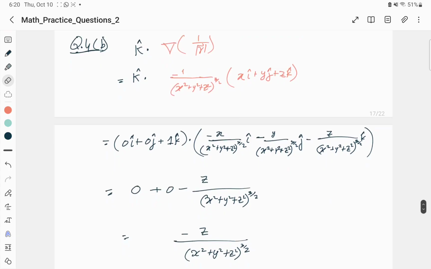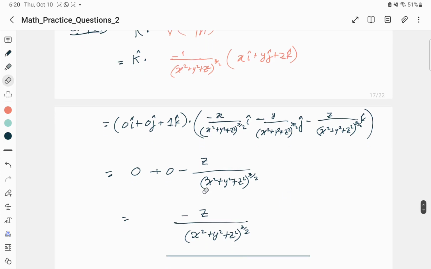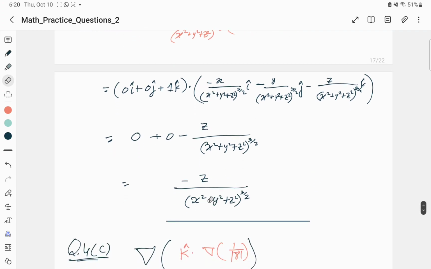So when we take the dot product, each component is multiplied and the unit vectors vanish because the dot product is a scalar number. So 0 times this expression will be 0, and from here 0 times this expression will be 0, and 1 times negative z will be negative z over x square plus y square plus z square to the power 3 by 2. So this is the simplified expression.